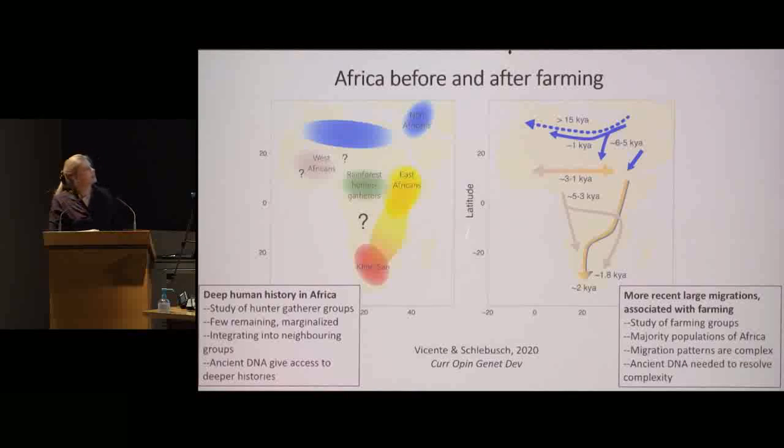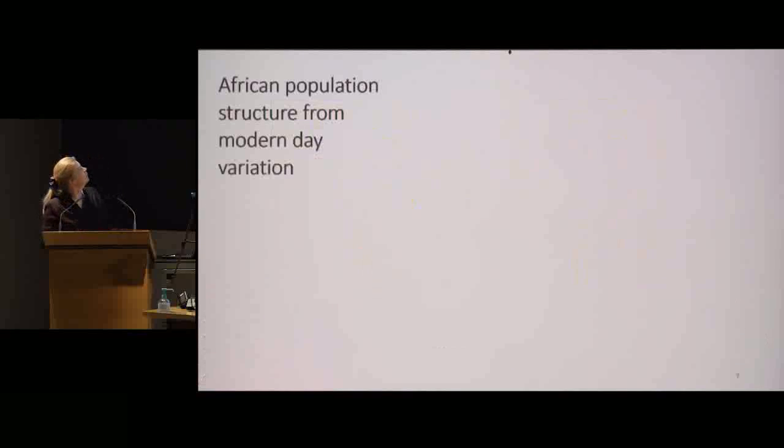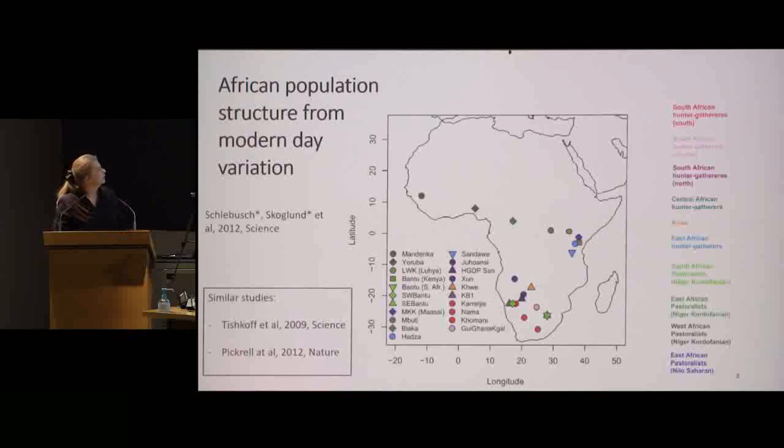So these large-scale expansions of groups spreading farming practices really changed the genetic landscape of the African continent. So I'm going to look now at a few studies on what we learned about African history, first based on modern DNA, and then a few studies on ancient DNA.